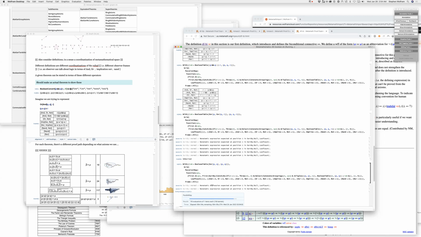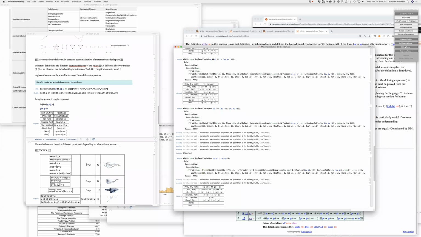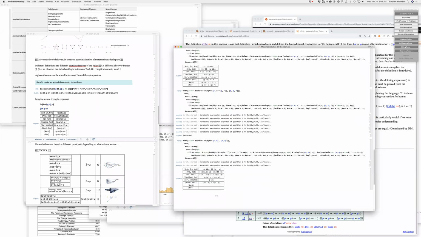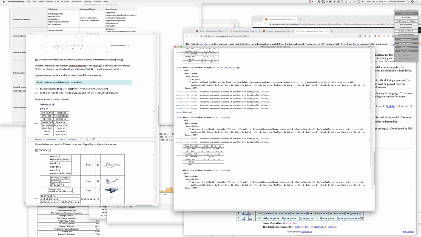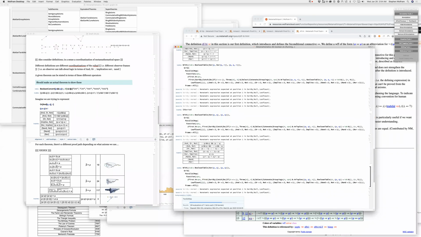Really? Why is it saying that? Do you understand this? No. Well, I don't know. Oh, I see. The problem here is that this probably needs to go up to 5. Why does it say that quickly?